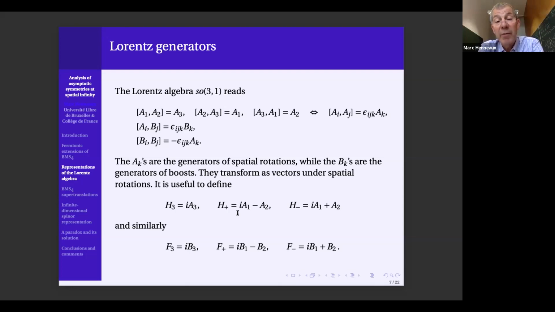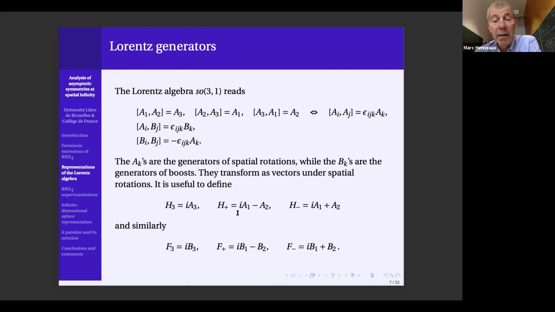And to describe the representations, it's useful, well, we know that very well for SO3, to introduce H3, H plus, H minus. H3 is Hermitian. H plus and H minus would be the raising and lowering spin along the third direction operators. And you do similarly for the boost. That's useful. So there would be a B3, iB3, sorry, which is F3, and F plus and F minus. Well, I think this is quite familiar, I think.